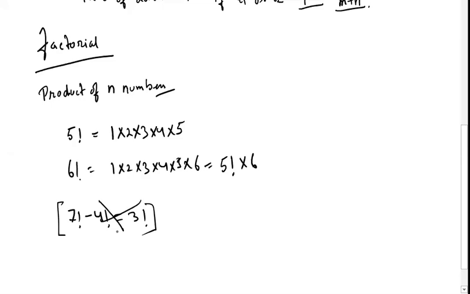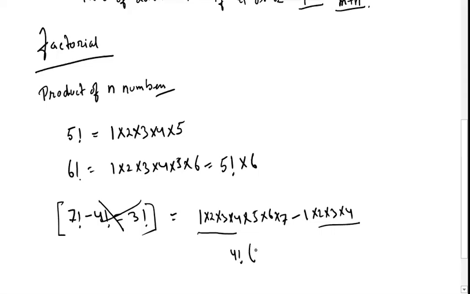Don't do that, because factorial is a different operation. When you talk about 7 factorial, it is 1 into 2 into 3 into 4 into 5 into 6 into 7. And 4 factorial is 1 into 2 into 3 into 4. Now see, 4 factorial can be taken as common. So this is 4 factorial into (5 into 6 into 7 minus 1). Do you think that this is equal to 3 factorial? A big no. You should never do this.